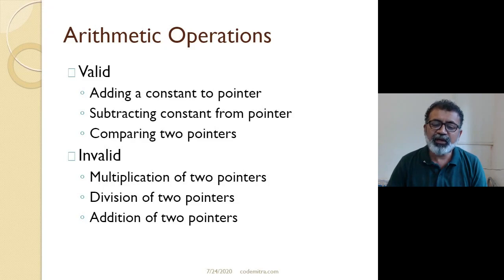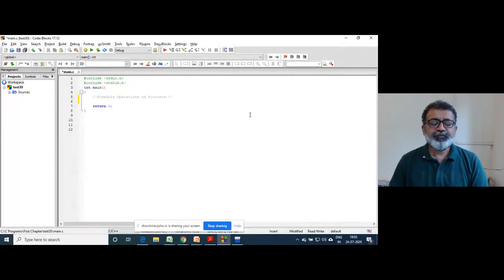Okay. Subtracting. One more operation I forgot to write is subtracting one pointer from another pointer. That is also valid. I forgot to write this. But addition of two pointers is not valid. Right? This is not valid.